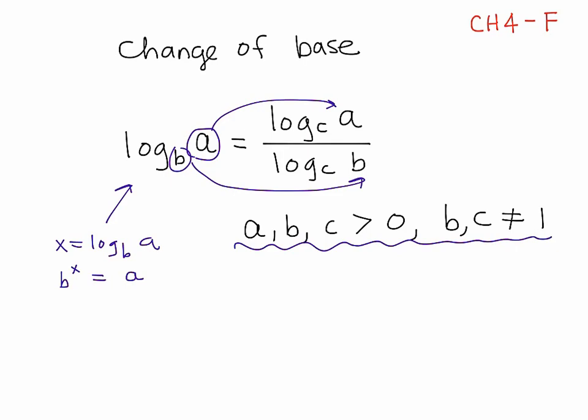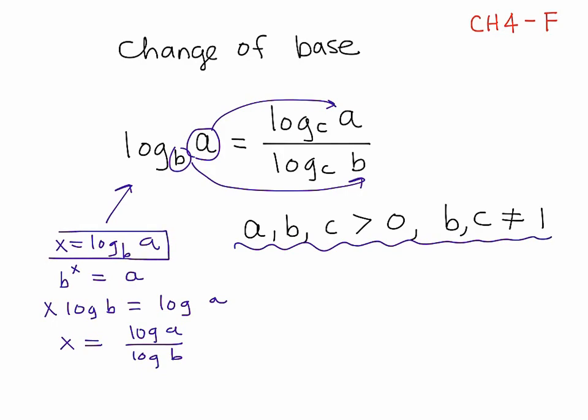If we take the log on both sides, we have log b to the x, but this power x, using the laws of logs, we can bring it out in the front. So x log of b is equal to log of a. So x, if we divide log of b on both sides, we get log of a over log of b. So here we know that x is equal to log base b of a, which can be rewritten as x is equal to log of a divided by log of b.